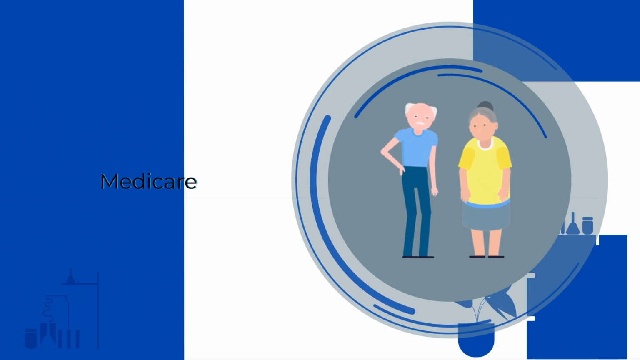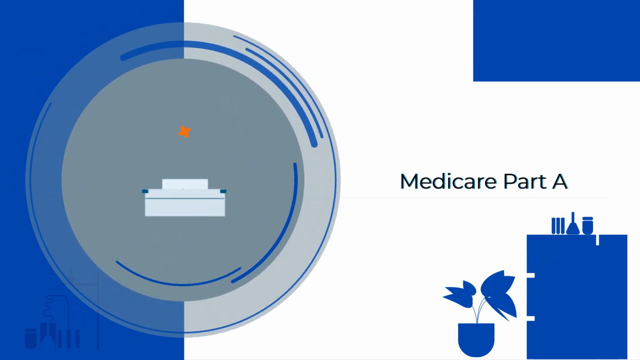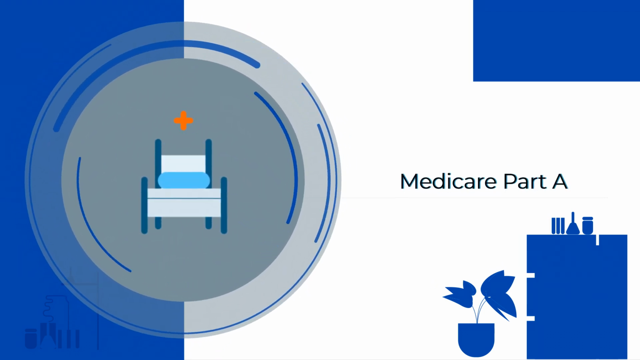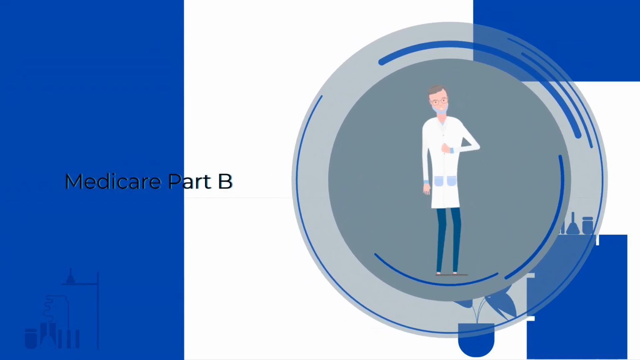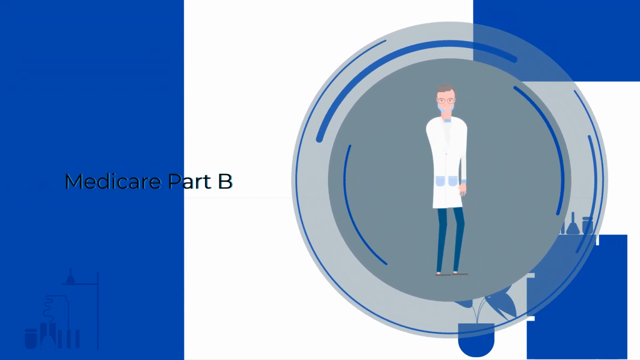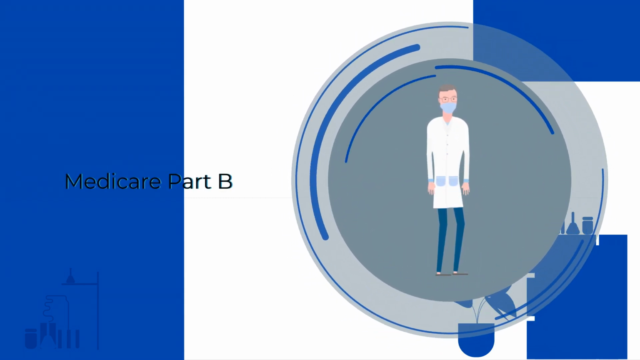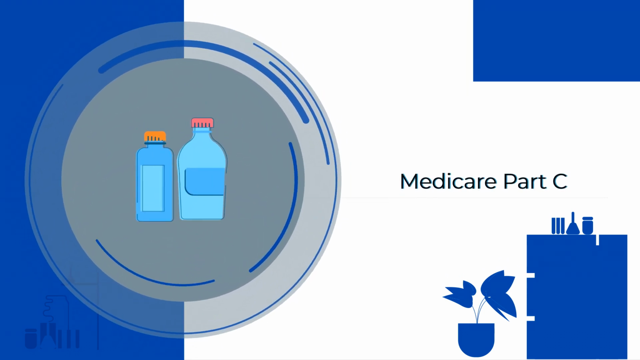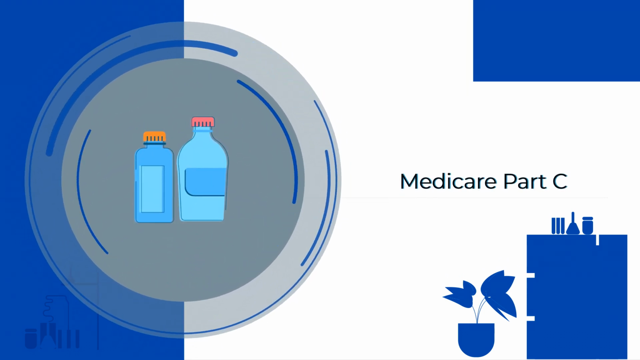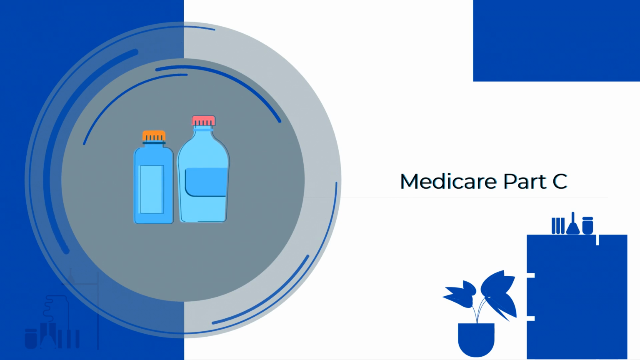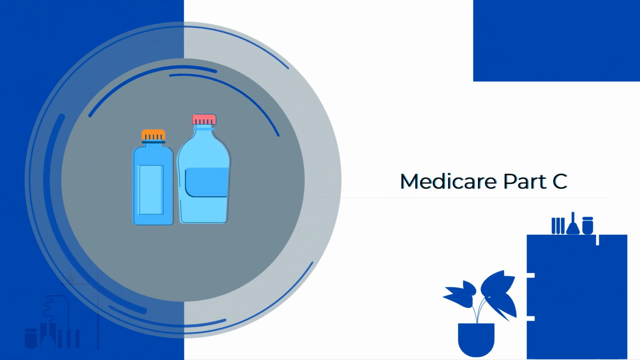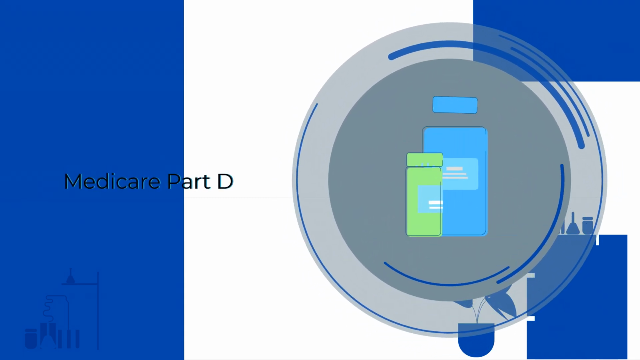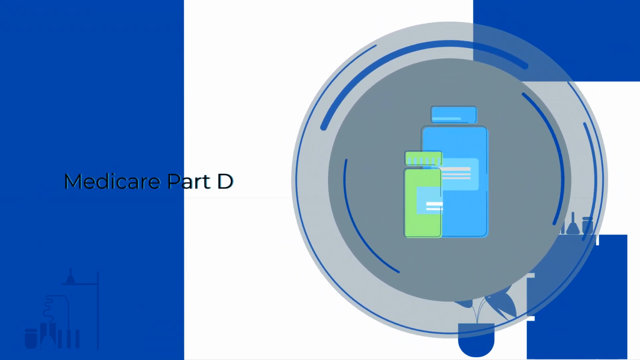It's split into Part A: hospital care, nursing facilities, hospice, and home health. Part B: doctor visits and outpatient care, both medically necessary and preventive. Part C, Medicare Advantage, combines Part A and Part B and often includes prescription coverage. These are managed by private insurers. Part D: prescription drug coverage.